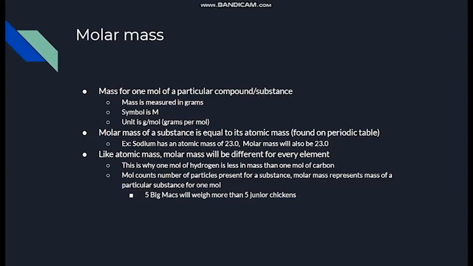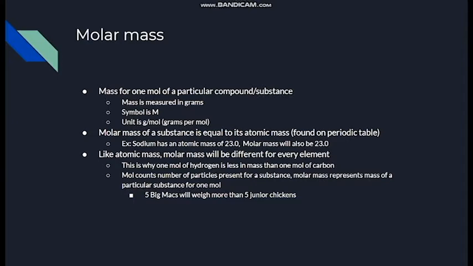The symbol for molar mass is going to be a big M, and again, the unit is just going to be grams per mole. Now, the molar mass of a particular substance is going to be equal to its atomic mass, which is already found on the periodic table. So, for example, we're going to look at a couple more examples later on, but sodium has an atomic mass of 23.0, which means that its molar mass is also going to be 23.0 grams per mole.